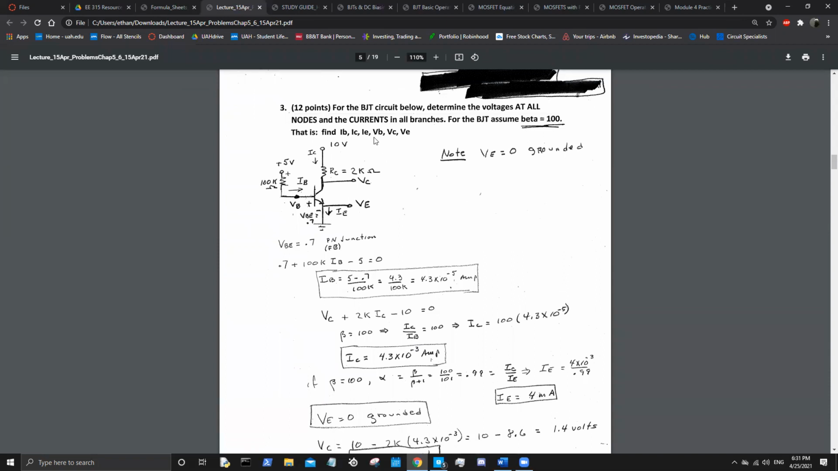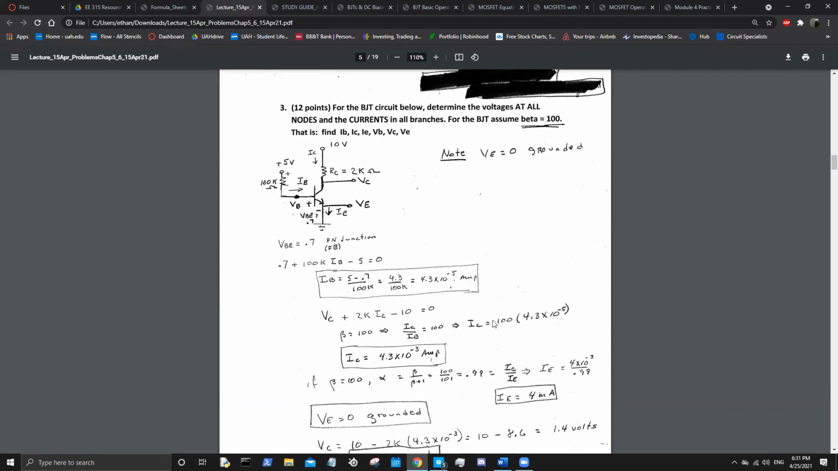I think we found it really easy, since VE was 0. It literally drops from 5 volts to 0 across one resistor, so you're immediately given it, and also across the VBE junction, because that's a 0.7 drop as well. So 5 minus 0.7, which is 4.3, divided by 1 spits out this, and then now you can find VBE.